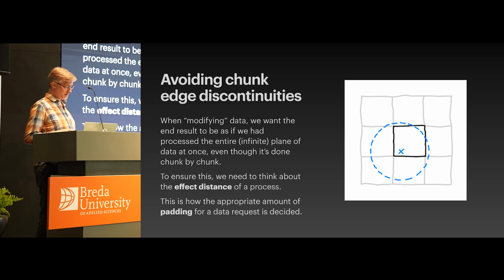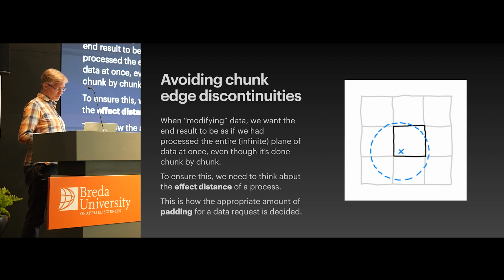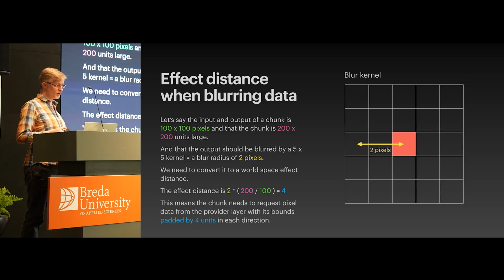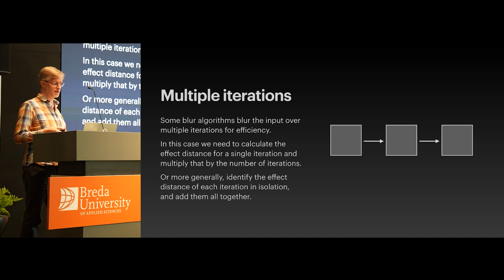And I need to hurry a bit. So we don't want chunk discontinuities, so we basically want to figure out what is the effect distance. For example, for blurring, it would be the blur distance. So you need to request data with larger bounds so that you can blur it and only use the blurred data where there's no missing data. And if there are multiple iterations, you need to consider the effect distance of each iteration and add them together.